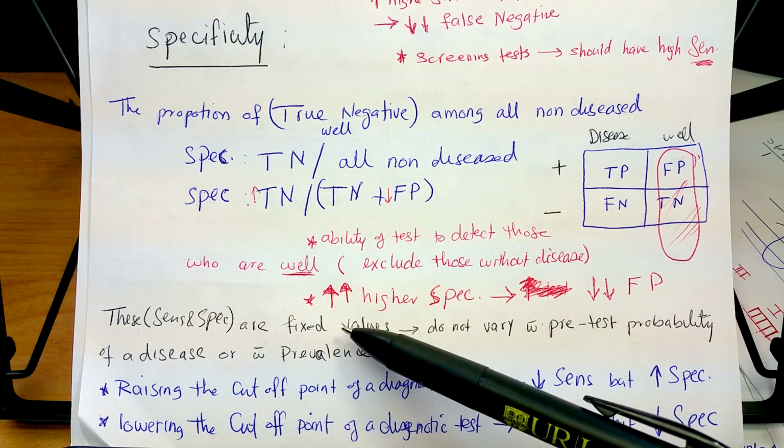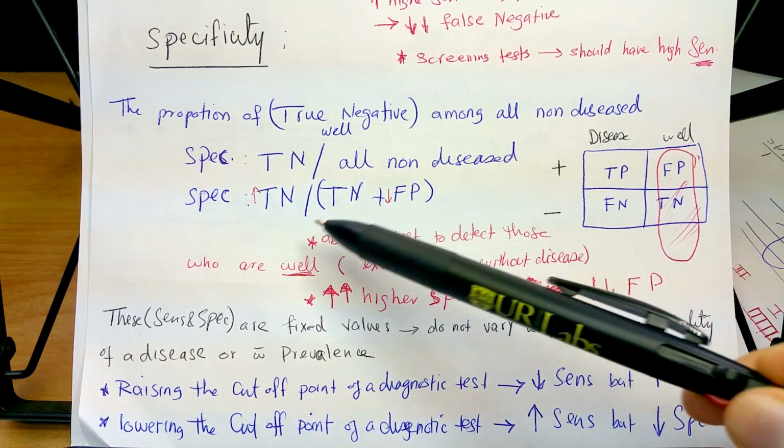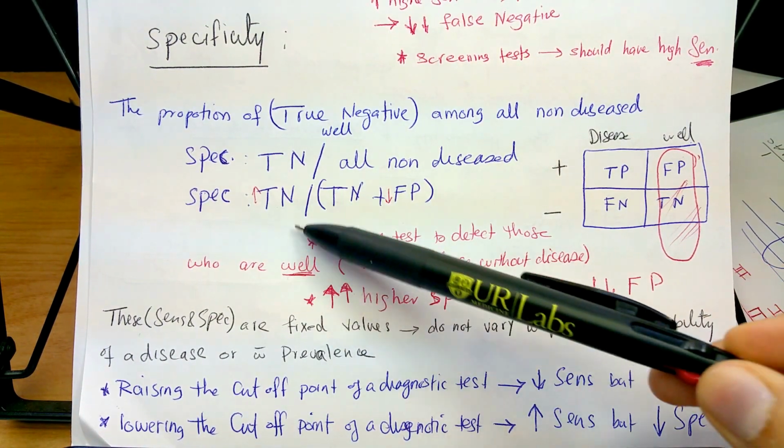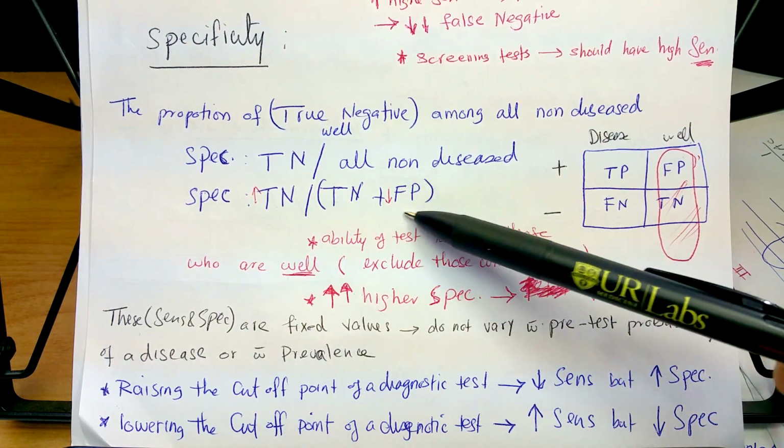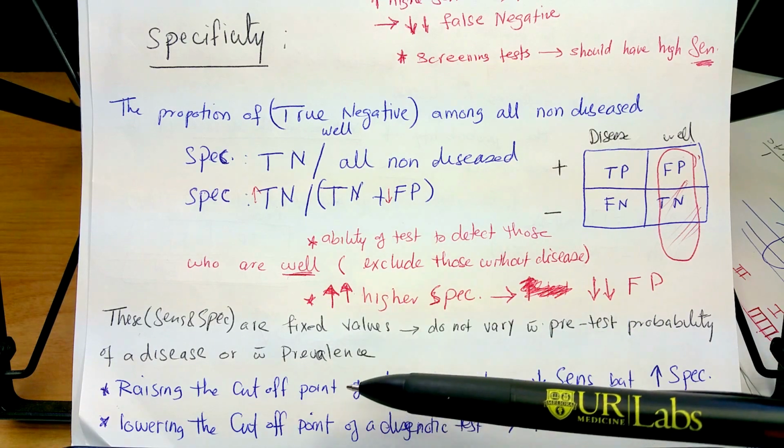Higher specificity, what does it do? You can always go back to the formula. Increasing the true negative, higher specificity, decreasing the false positive. Alright?